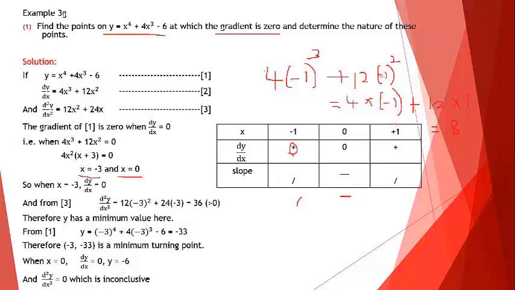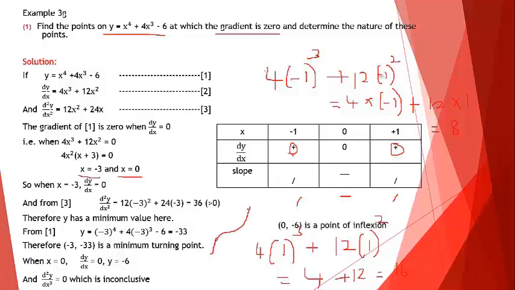And when a value which is greater than 0 is substituted for x in the equation dy by dx equals 4x cubed plus 12x square, we get 4 times 1 cubed plus 12 times 1 square, which equals 4 plus 12, which is 16. So again we are getting a positive value. So the slope looks similar to the one which we got for -1. By combining these slopes at the point and marking the point (0, -6), we get an inflection point. So (0, -6) is a point of inflection.